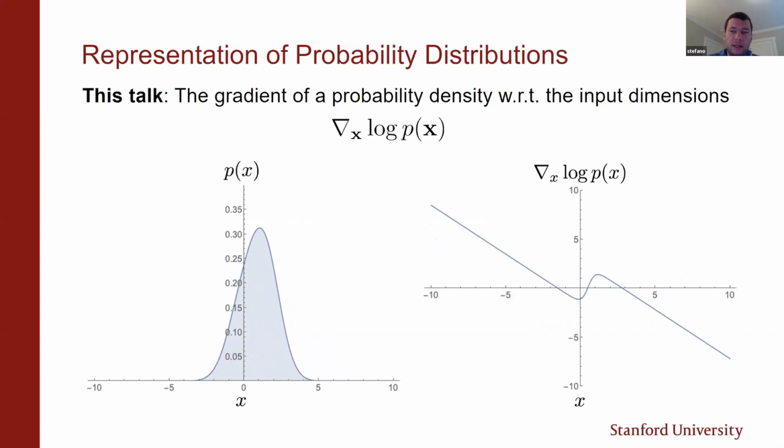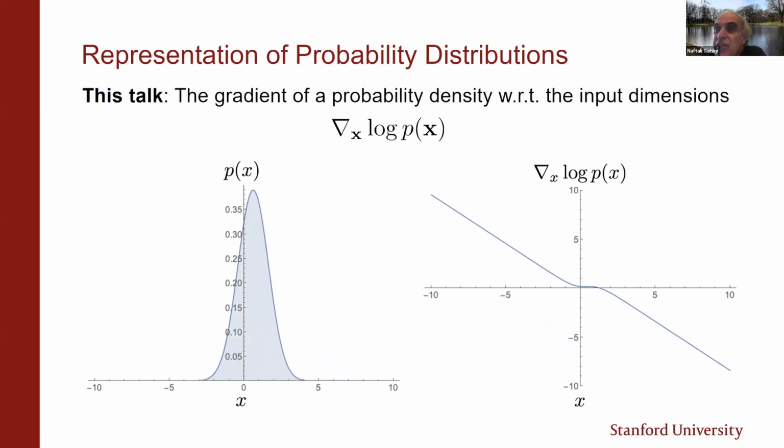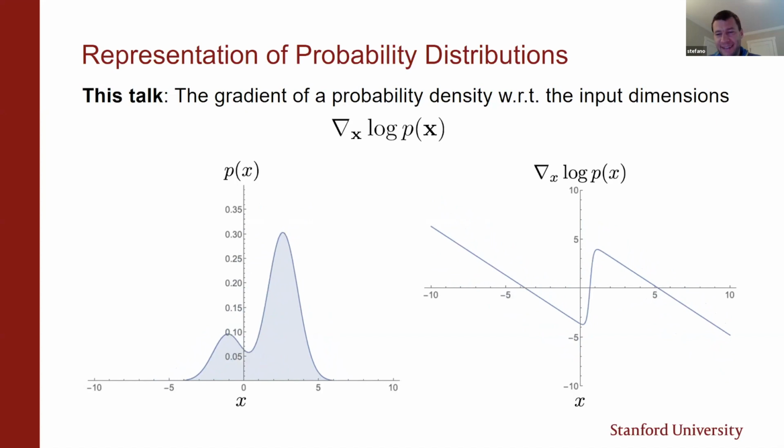Can I just insert a question? So when you call it score, usually what we call score in statistics is the gradient with respect to the parameters of the model. Yes. The gradients with respect to the examples. Yes, yes. So it's a different thing.